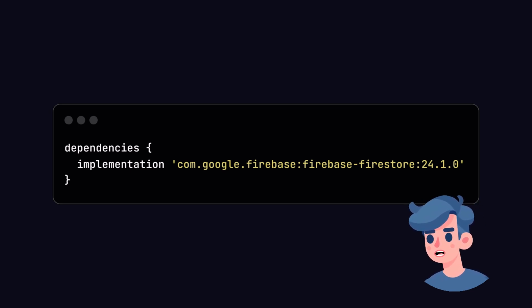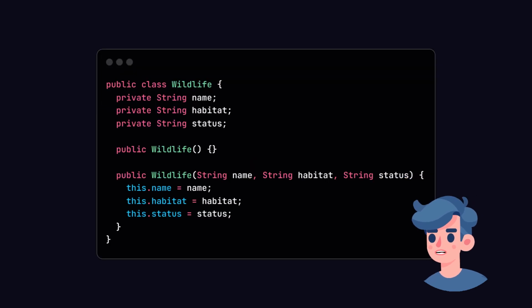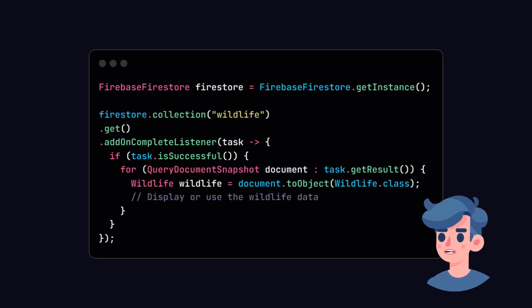Set it up by adding Firebase dependencies. After setting up Firebase, create a data model class that mirrors the structure of the data you'll be inserting into the Firestore. Now, you can retrieve wildlife data from Firestore and populate your app. Set up your Firestore instance and fetch the data in the onCreate method.